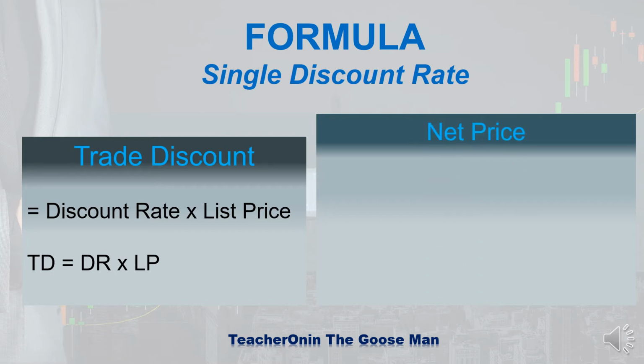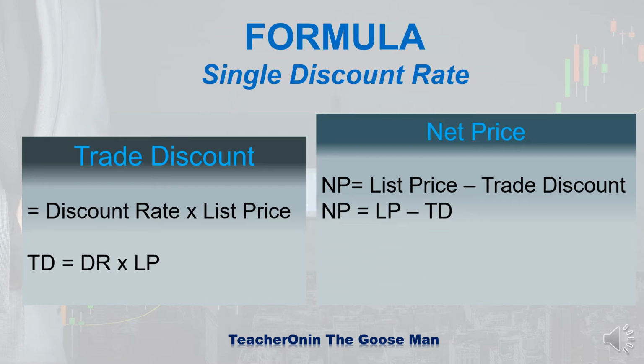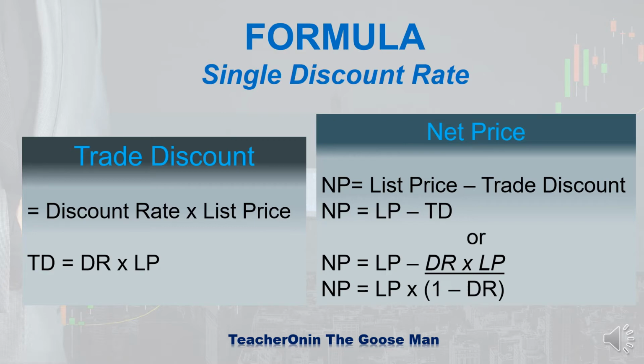Next in our formula is the net price. Net price is actually the list price minus trade discount. Or in symbols, NP is equal to LP minus TD, such that NP is the net price, LP is the list price, and TD is the trade discount. Or, I can rewrite this as NP is equal to LP minus DR times LP. Take note that the trade discount is equal to the discount rate times the list price. And factoring the common factor, which is the LP, I have the net price is equal to list price times 1 minus DR.